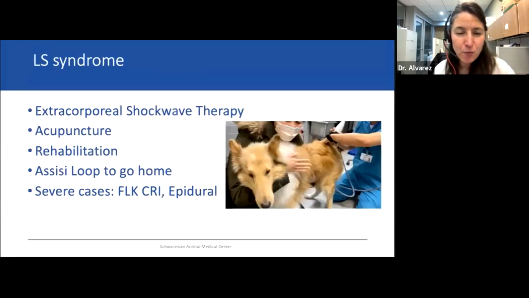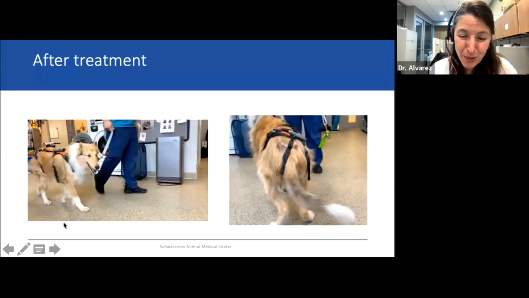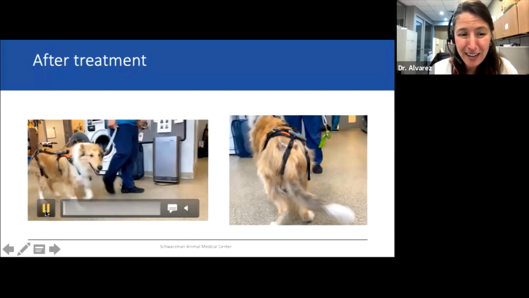And what we did then for him, in addition to the fentanyl lidocaine ketamine CRI, we also did extracorporeal shockwave therapy for him. He also received acupuncture, and he did also enroll in formal rehabilitation. And at home, mom took the Assisi loop, that PMF therapy, and she put it over that lower back area to give him comfort. And we had really, really good success with him. Mom was just hoping for like a few more days or weeks, but he actually lived for a couple more months, despite his metastatic lymphoma.